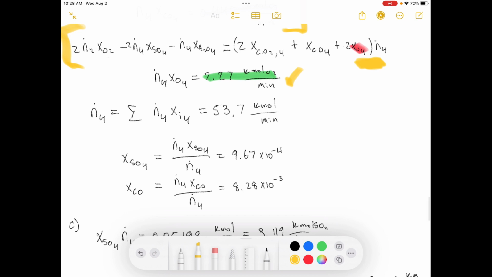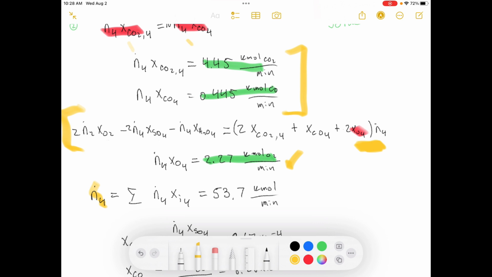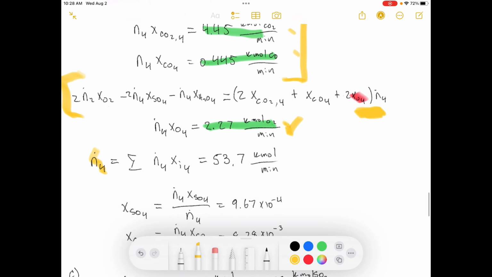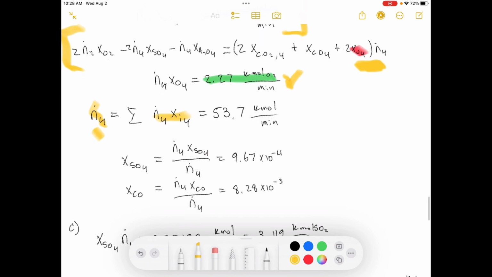Finally, in order to know how many moles of material are in the stack gas, we just add up all of the moles. We just solved for how many moles of each component are in the stack gas. So we just add all of those up, and we'll get how many moles are in the stack gas. And that equals 53.7 kilomoles per minute.